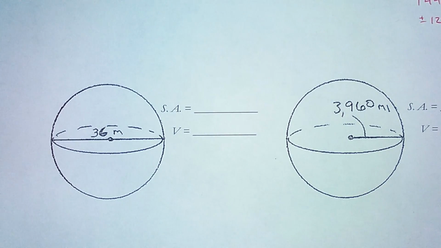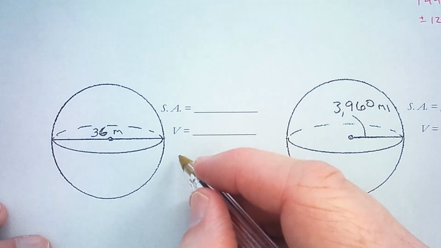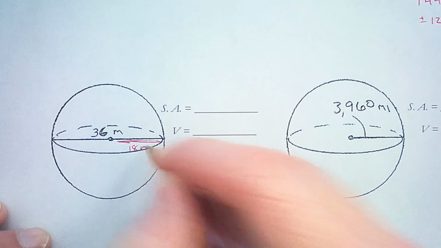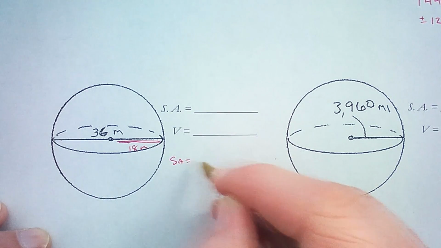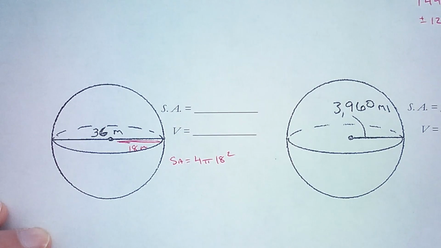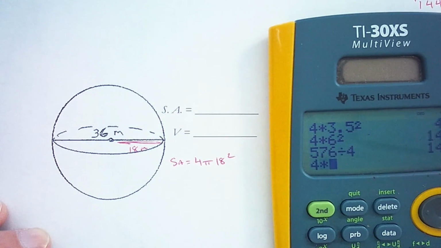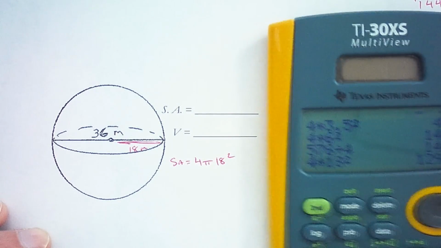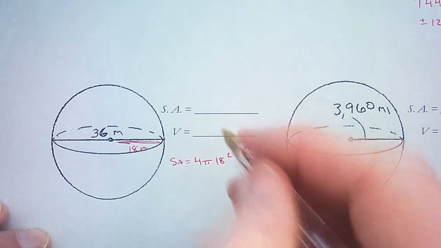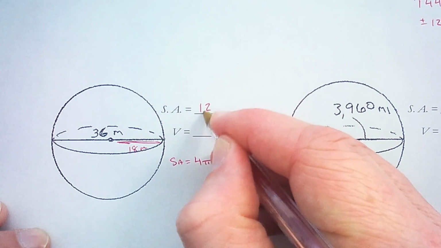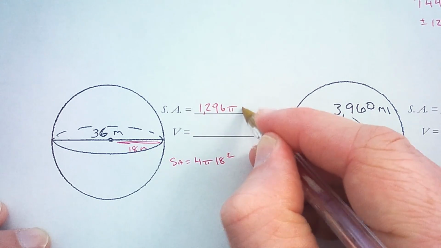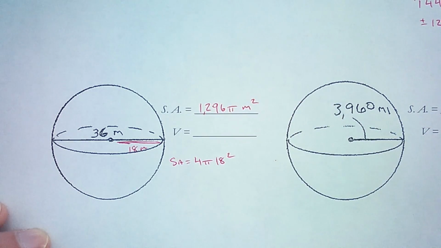Next, we have a sphere with diameter 36, which means the radius is 18 meters. So the surface area is 4 pi 18 squared. So we have 4 times 18 squared, and that is 1,296. So our surface area is 1,296 times pi meters squared.